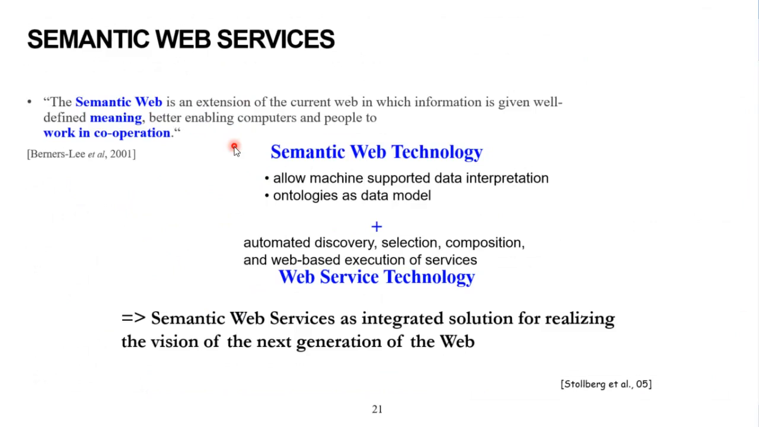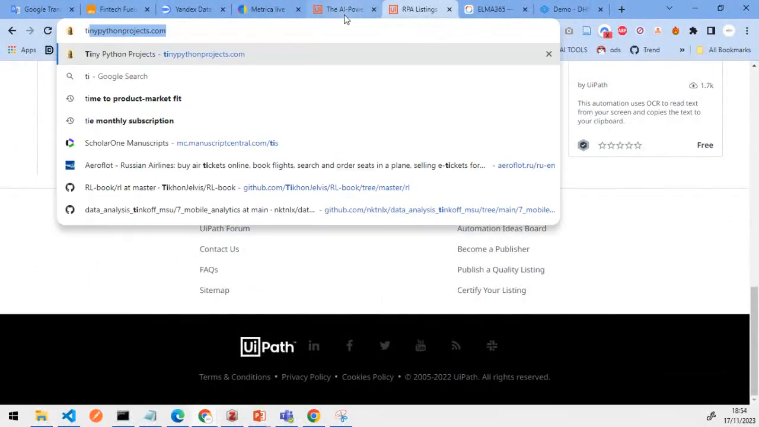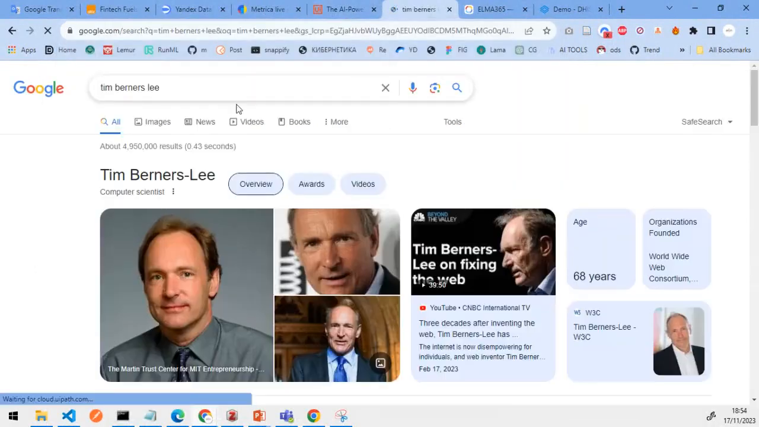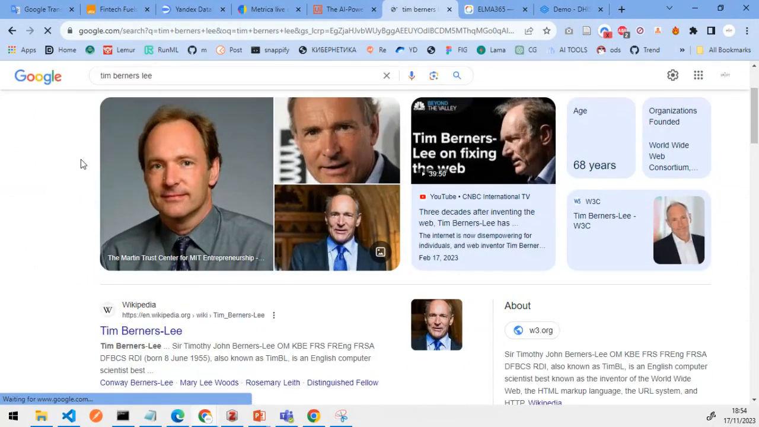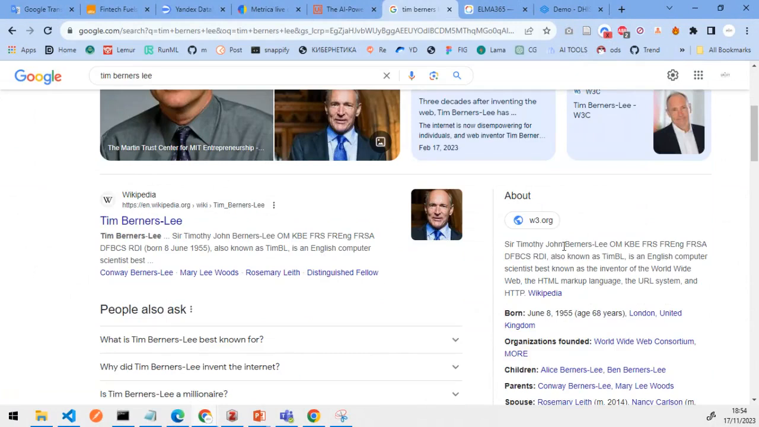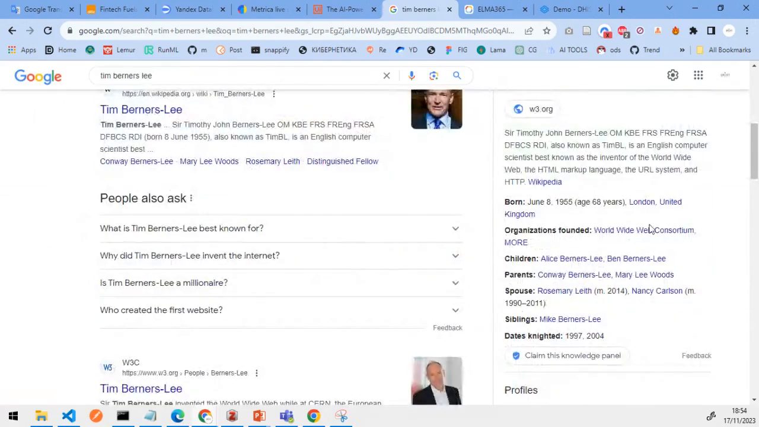It's like an upgrade. We all know the creator of the World Wide Web, Tim Berners-Lee. This man is the man behind the web. He is the one who created the web. The World Wide Web, not the internet, but the web. He came up with the concept of the web and created it.